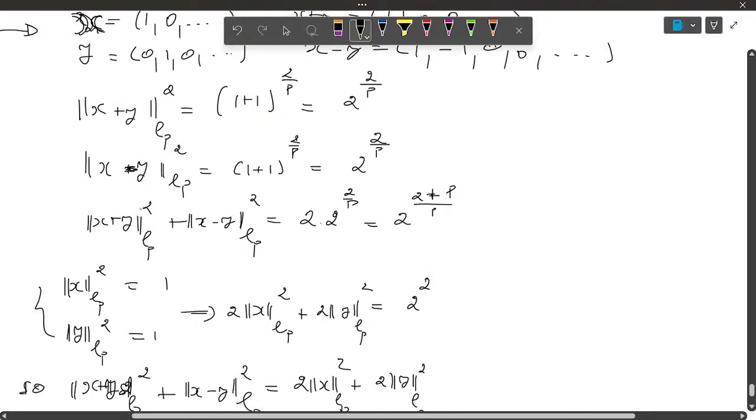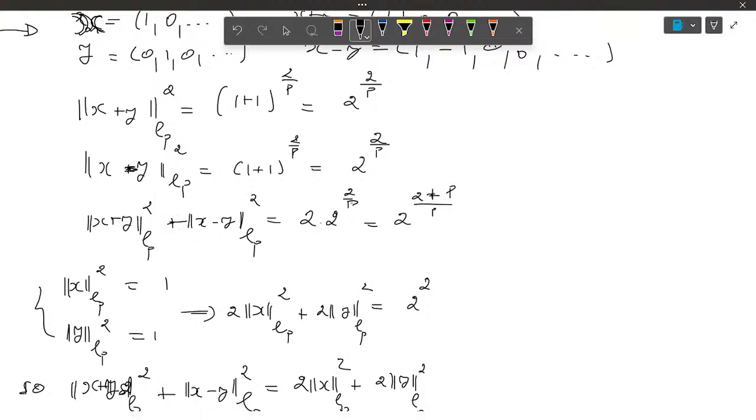So when we do the summation, what are we going to get? We're going to get 2 times 2 to the power 2 over p. So after we add and make some computation here, we're going to get that the summation of the norms is equal to 2 to the power 2 plus p over p.